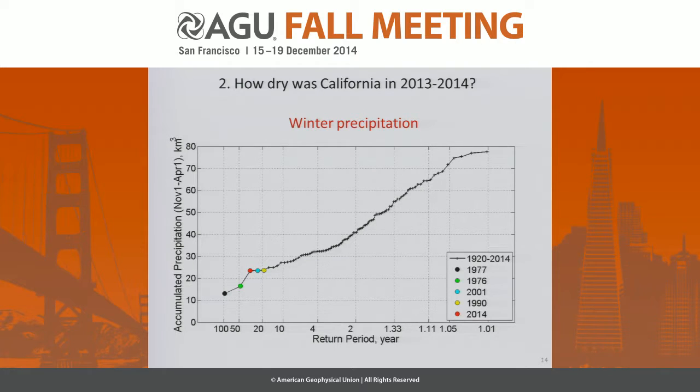1977 had the lowest winter precipitation in the whole record, and 1976 was also a very dry year. Notice that 1976 and 1977 were both exceptionally dry in terms of precipitation, and the drought lasted for 2 years. But in contrast, water year 2013 was actually not that exceptionally dry in the historical context.